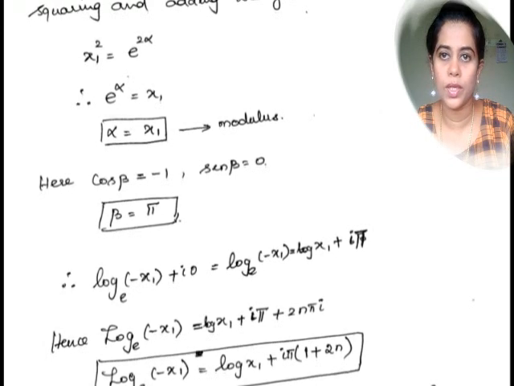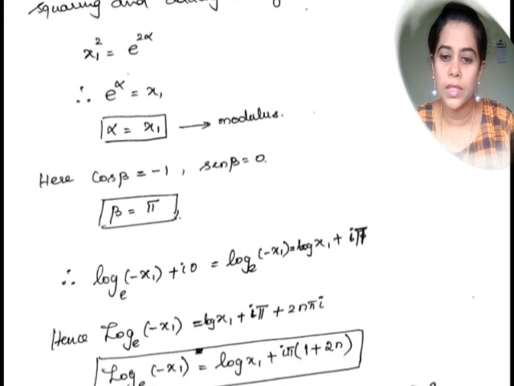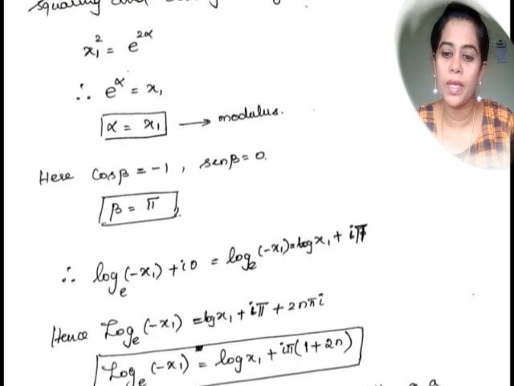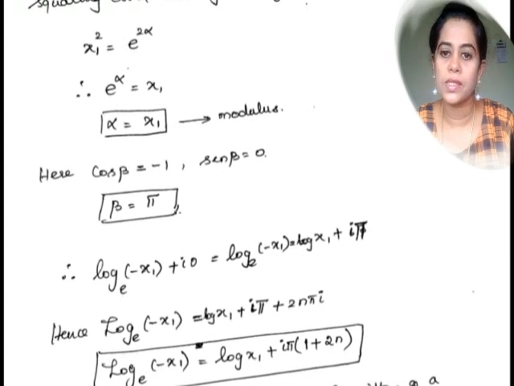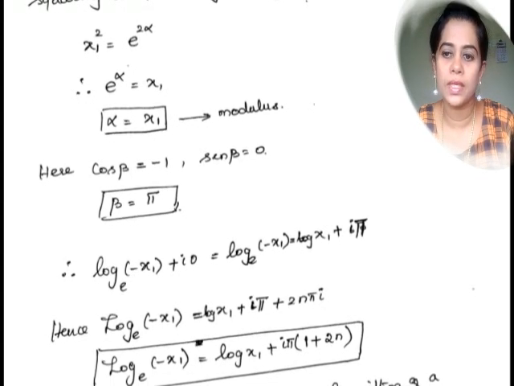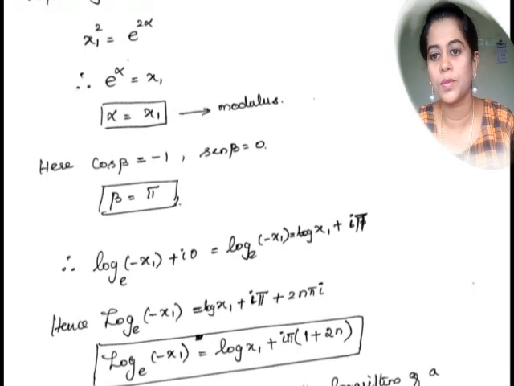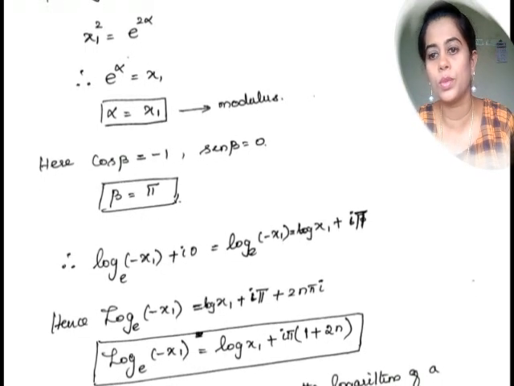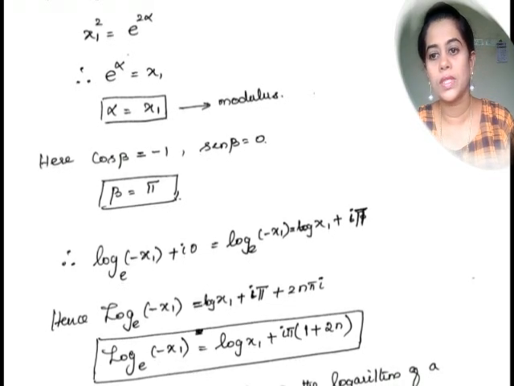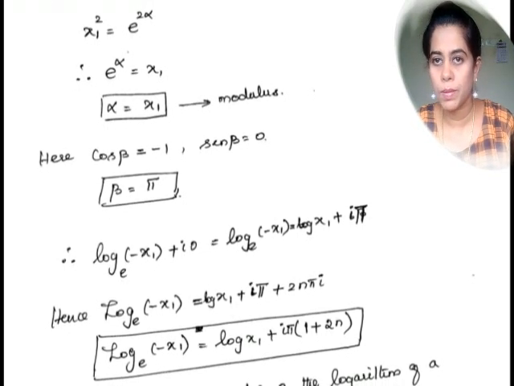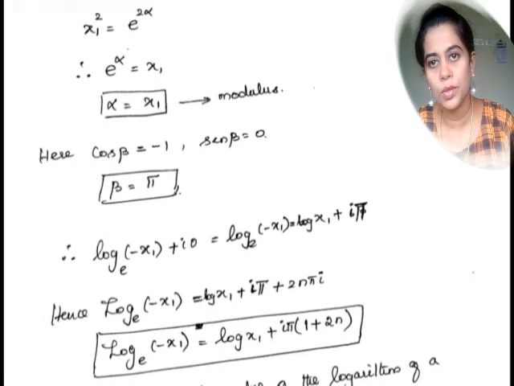So which is our modulus. Here cos beta is equal to minus 1 and sin beta is equal to 1. Am I right? So yes. So in the previous equation, e power alpha cos beta is equal to minus x1, and e power alpha sin beta is equal to 0. So therefore cos beta is equal to minus 1 and sin beta is equal to 0.